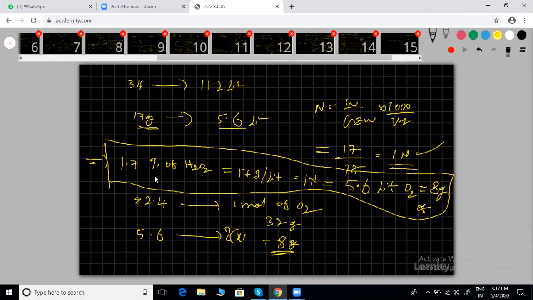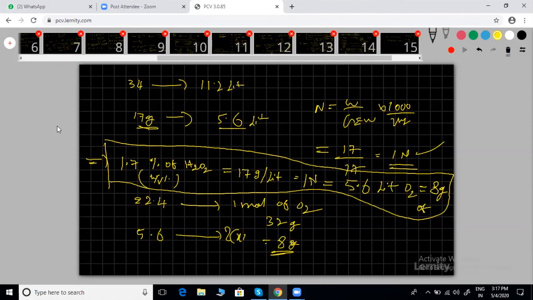1.7, this is W by V percent. Keep in mind, W by V percent. Volume is per 100 ml. I hope you noted down. And one more small relation.